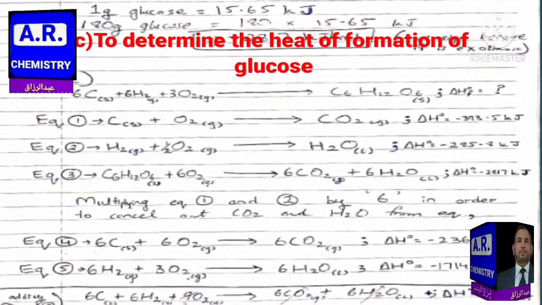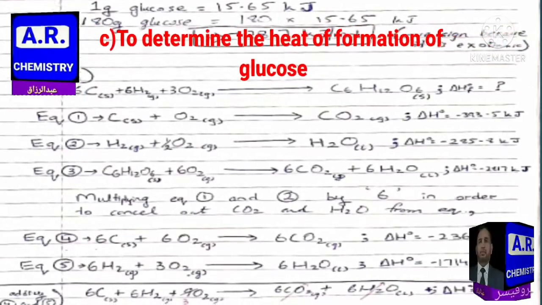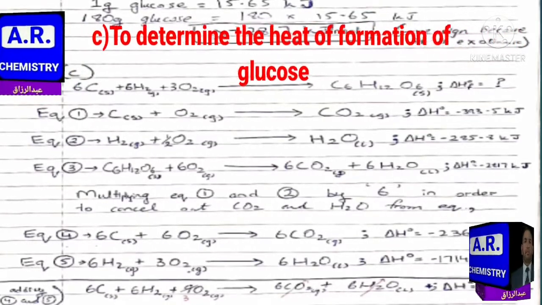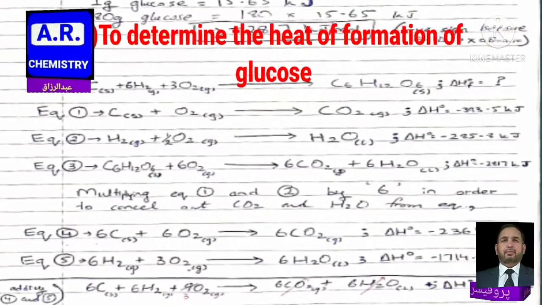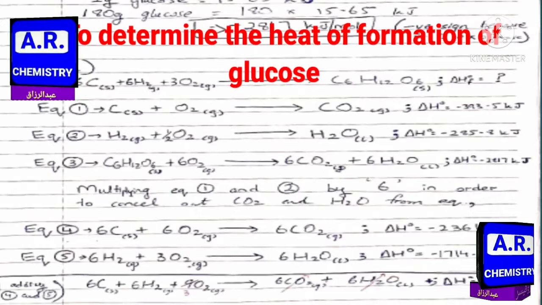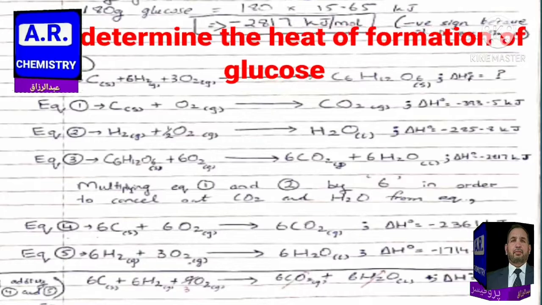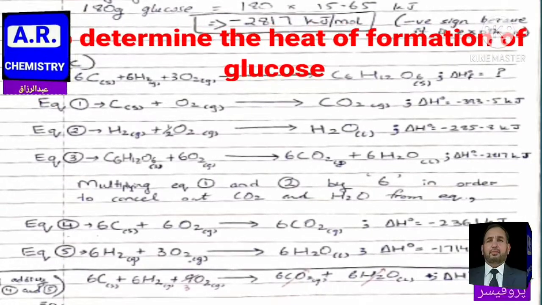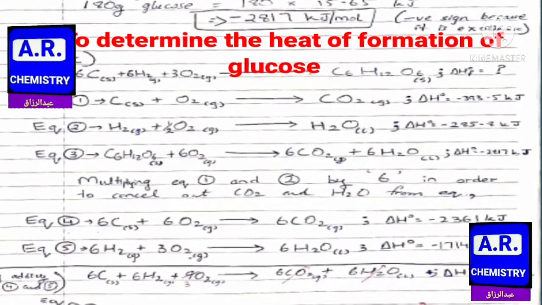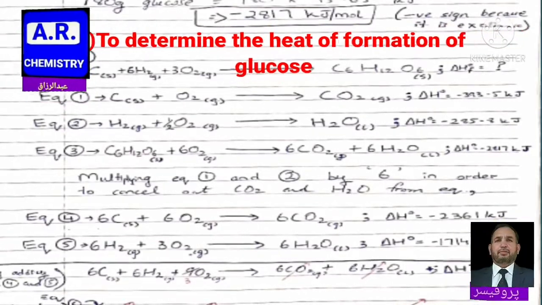Now the third equation also given is combustion of glucose, which you have previously written. So write that equation again: C6H12O6 plus O2 arrow carbon dioxide and water. Balance it: 6 carbon dioxide, 6 water, and the heat released is minus 2817 kilojoules per mole, which you calculated in step B.